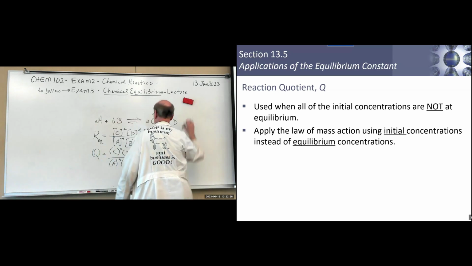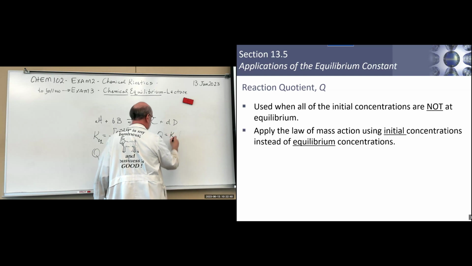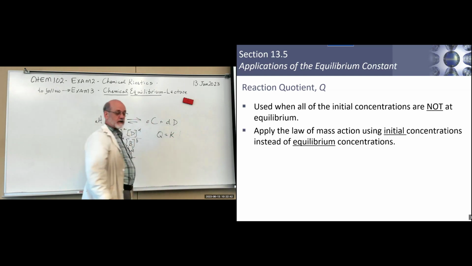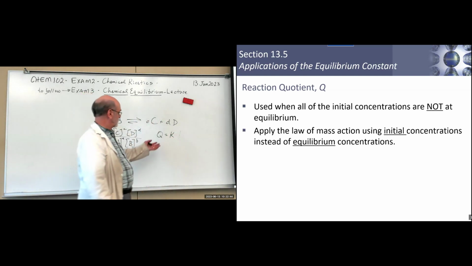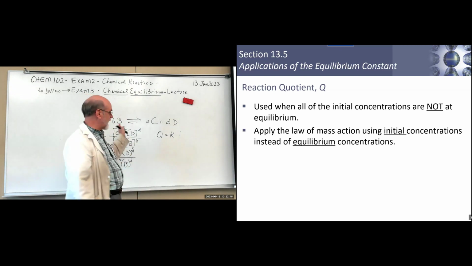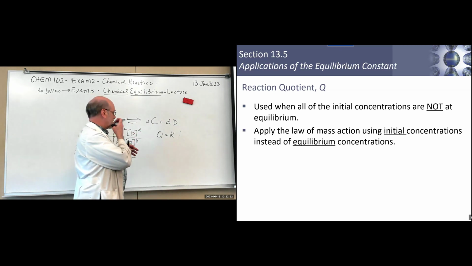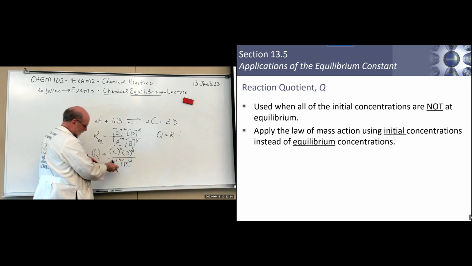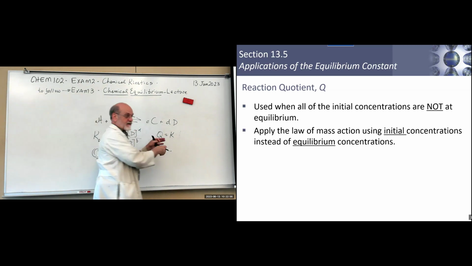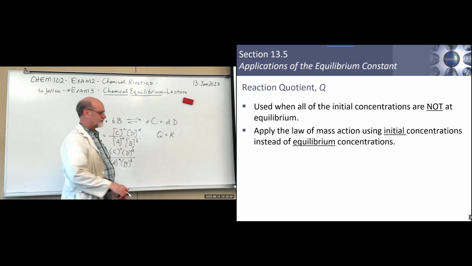If Q is equal to K, then you set up the reaction so that it's already at equilibrium. If you put certain reactants and certain products together in the same container and you calculate the Q for it, but the Q is equal to K, then you're already at equilibrium. Right? Where's the fun in that?